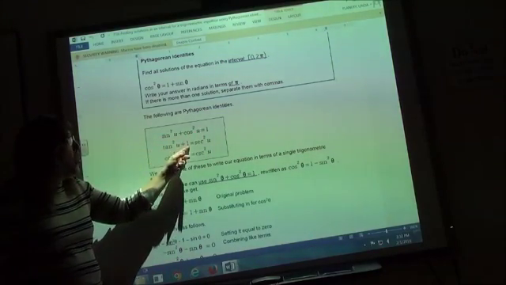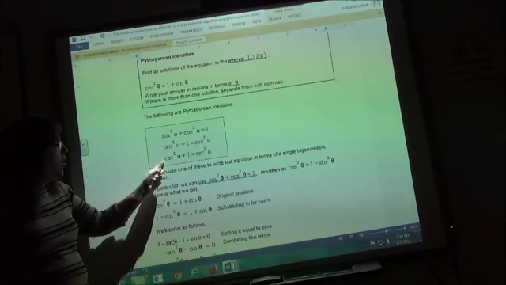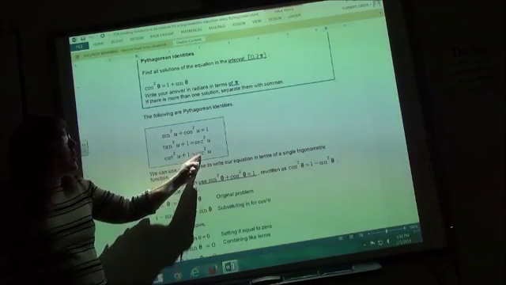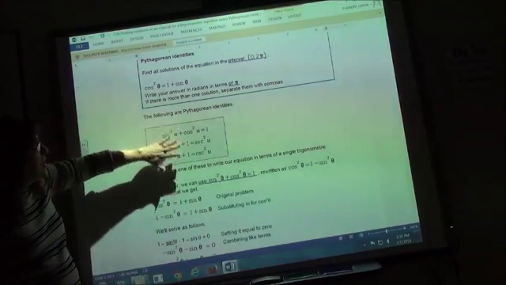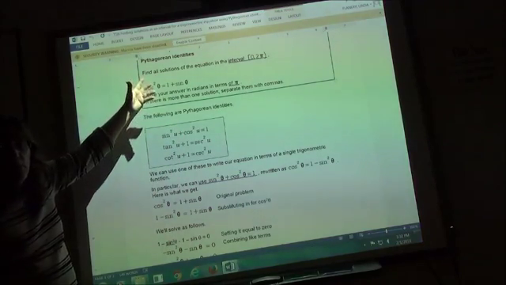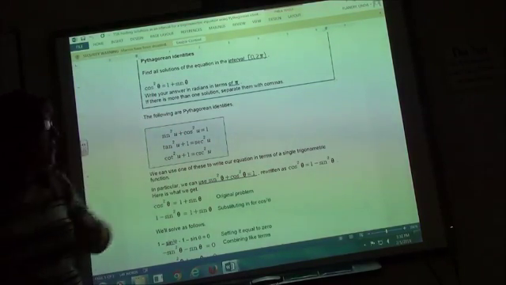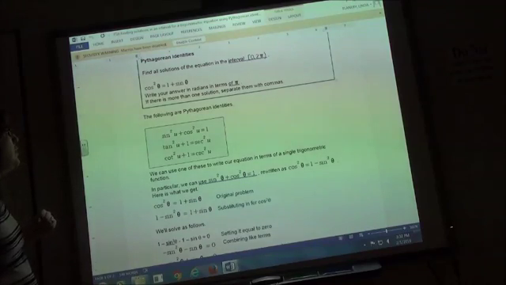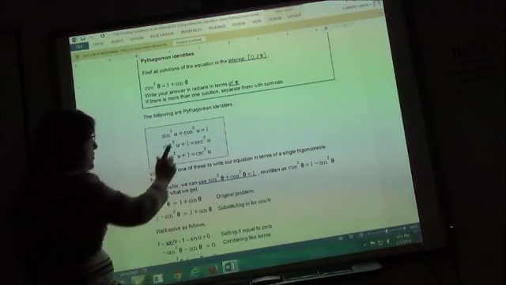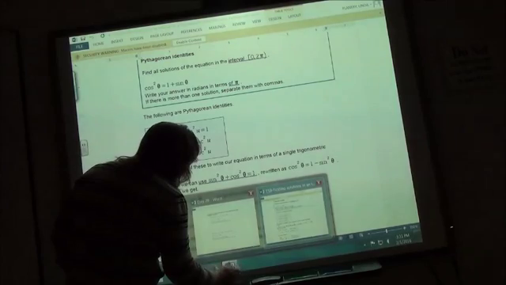Tangent squared plus 1 is equal to secant squared. Cotangent squared plus 1 equals cosecant squared. Those identities we're going to use and substitute in order to solve our equation. Normally we want them in terms of sine and cosine, so keep those in mind.